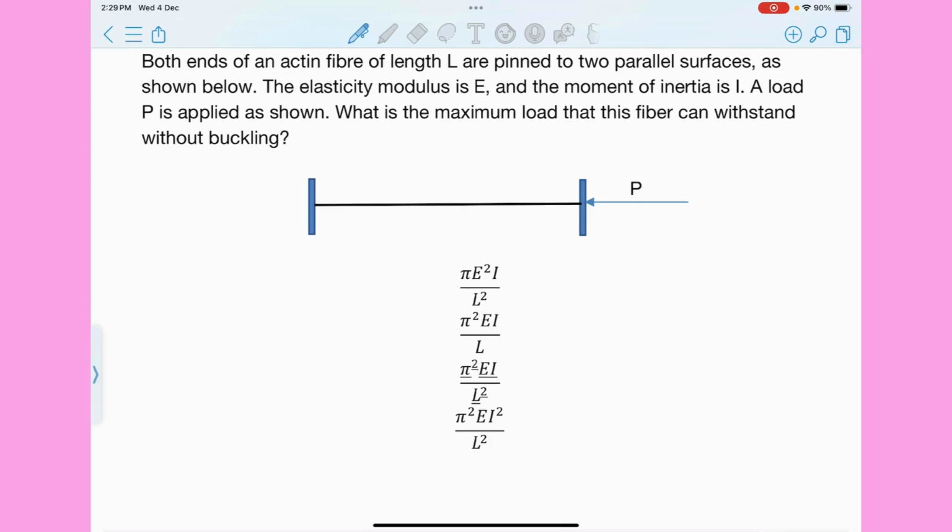The simple formula for this is the Euler's formula for buckling. So according to the Euler's formula for buckling, P critical is equal to pi square EI upon the length L square. Sorry, the r value is not there, my fault. So the correct option is option number 3.